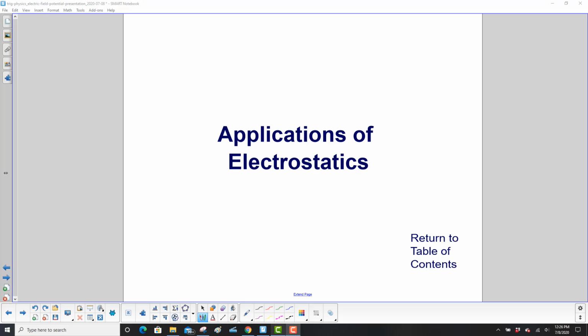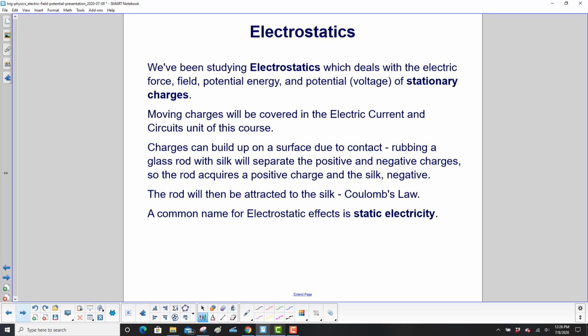Applications of electrostatics. We've been studying electrostatics. It deals with the electric force, field, potential energy, and voltage. Here, remember, we have electric field, then electric force, electric potential energy, and voltage of stationary charges. Nobody's moving here. Moving charges will be covered in the electric current and circuits unit.